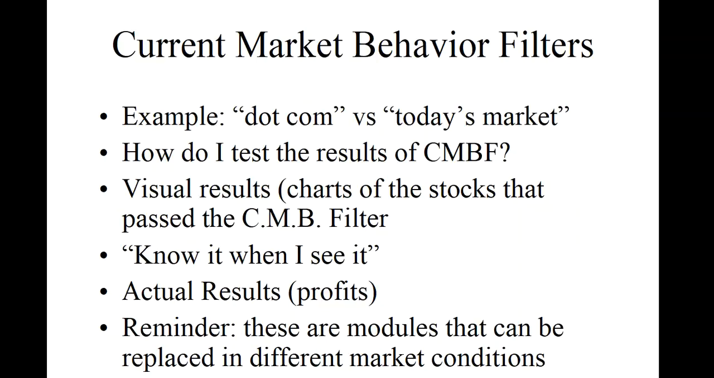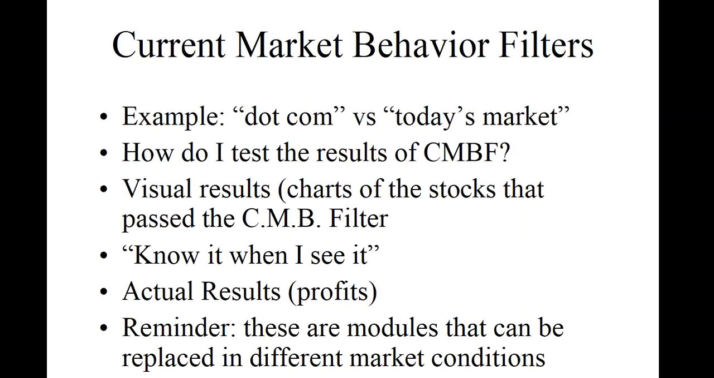How do I test the results of these current market behavior filters? Easy. When I do what I do and I program what I program, in the end it gives me a list of stocks, and I look at those for visual results. Do those charts look like what I had seen? In other words, out of 8,500 stocks, I'm looking for a certain pattern. Does my methodical computer program give me that list of charts and stocks that pass this filter? And I'll know it when I see it.